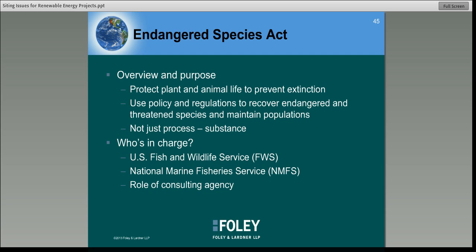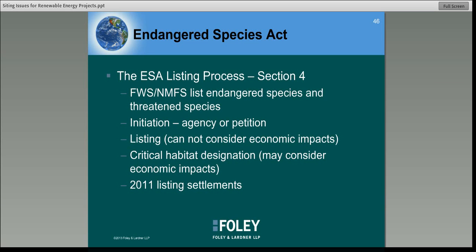So who's in charge under the ESA? The U.S. Fish and Wildlife Service and then the National Marine Fisheries Service, or NMFS, both have the authority to list species under the Endangered Species Act. And then there's also a role for consulting agencies, and I'll talk about that more in a little bit, but under Section 7 of the Endangered Species Act, federal agencies must consult with Fish and Wildlife Service if issuance of a federal permit may impact the listed species. So there is a role for other federal agencies to play in the administration of this act.